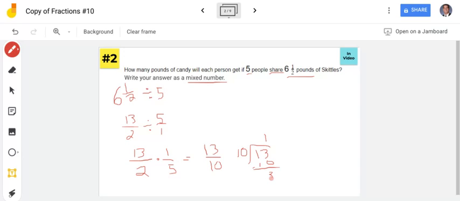13 minus 10 is 3. So 3 becomes the numerator in my mixed number, and 10, my divisor, becomes the denominator. So 1 and 3/10, and this is pounds, or I could put LBS, pounds. So if 5 people share 6.5 pounds, each person will get 1 and 3/10 pounds.